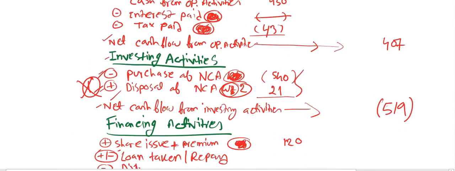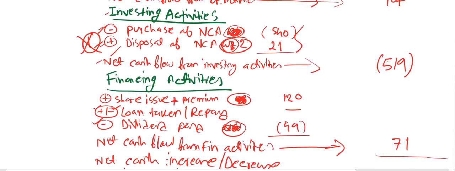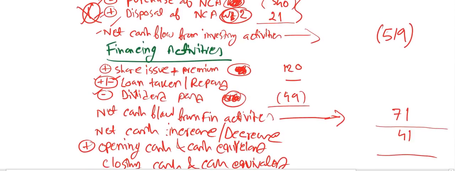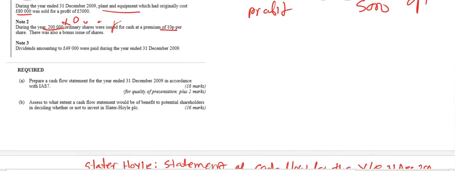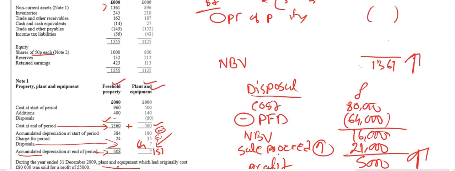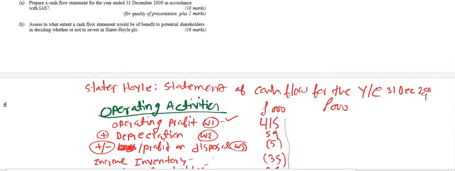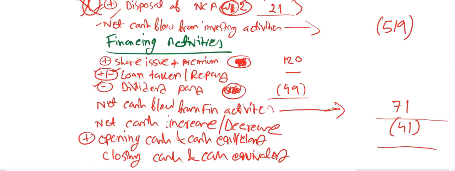So 407 plus 519 plus 71, you get your total. There's a decrease in cash flow, 41, plus opening cash and cash equivalent. Let's look for our opening cash and cash equivalent from the balance sheet. Nowadays we call it the statement of financial position. There we go. The opening is 27 positive, closing should be minus 14. Let's see whether it balances or not. Minus 41 plus 27, you get minus 14. And there we go. That's how you do a question.